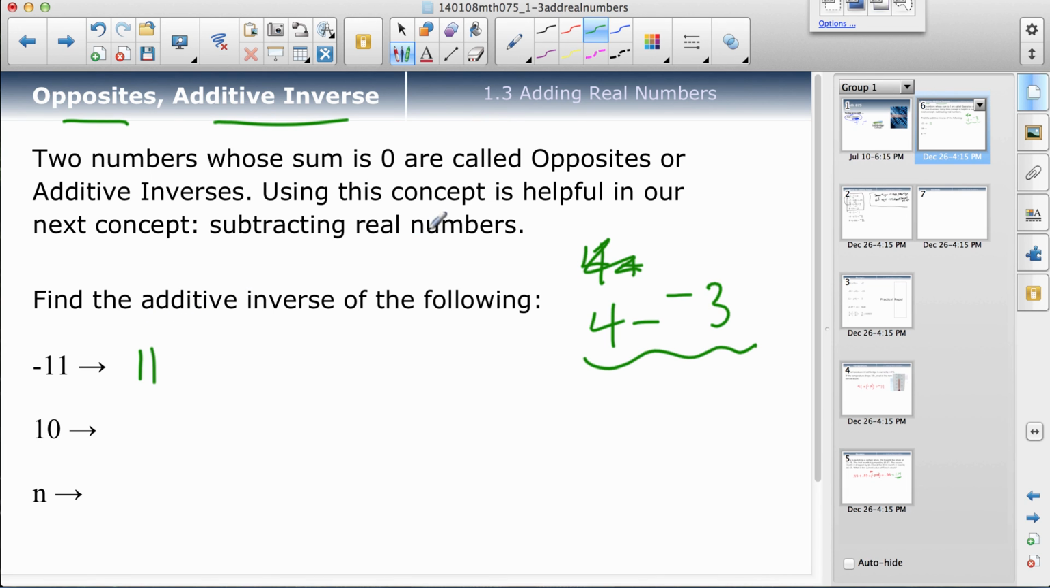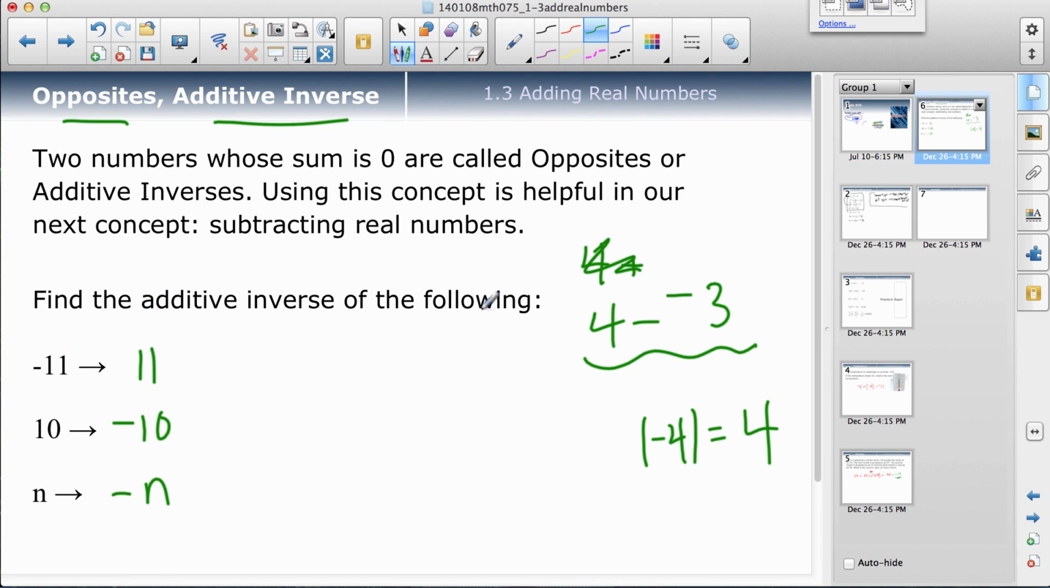Don't confuse it with absolute value. The answer to any absolute value question is always going to be a positive number. But the additive inverse, different than absolute value, is just you change the sign. So if it's negative, you make it positive. If it's positive, you make it negative. So the additive inverse of any number or any term is just simply you change the sign of what it is.